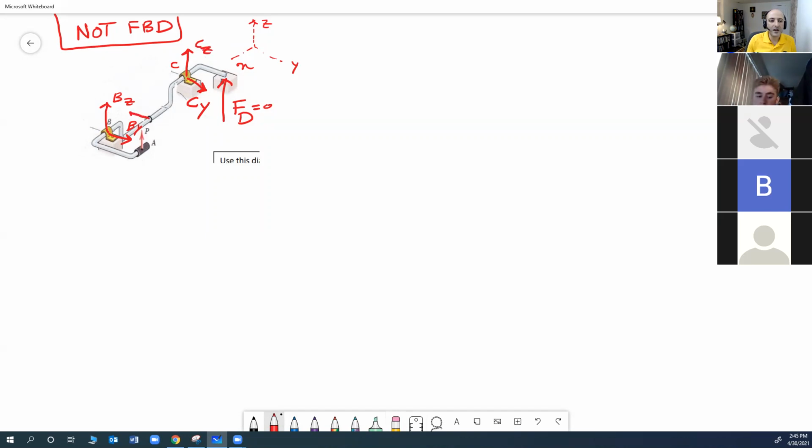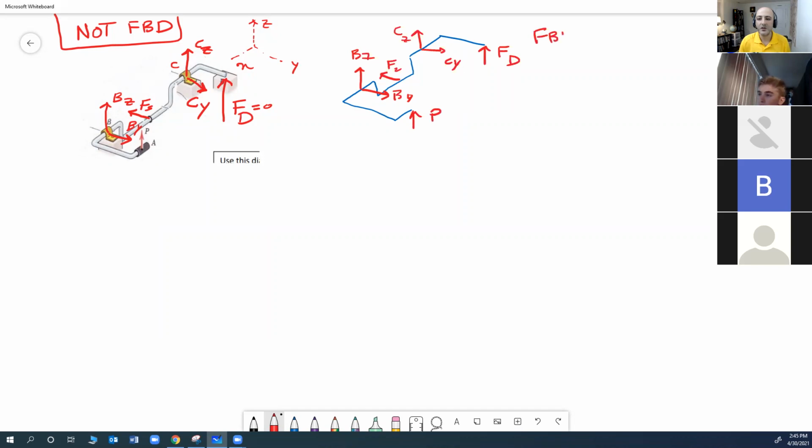And then last thing I have is force of a spring. And that's it. And this is my free body diagram. So if you want to draw a proper free body diagram, it should be something probably like this. I'm just going to draw it really quick here. So you can call this one FBD. So BZ, BY, FS, CY, CZ, FD, and P. We can call this one FBD.